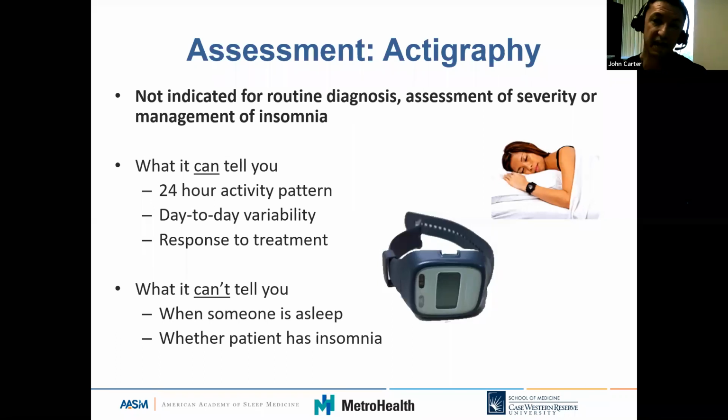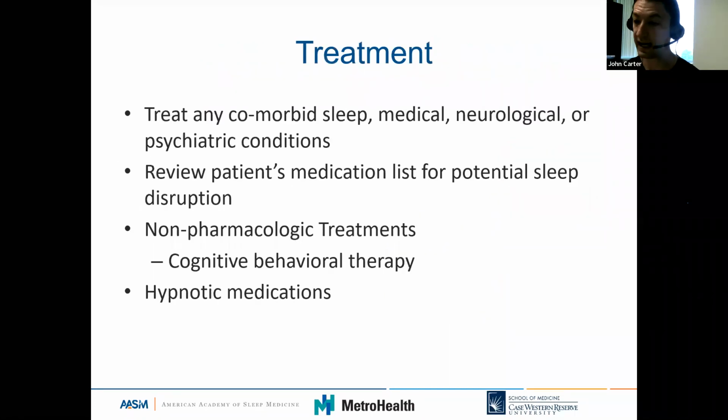Similarly, actigraphy is not indicated for routine diagnosis or management of insomnia. But again, in certain scenarios, if you're suspicious of a circadian component, if you're dealing with a patient who's a bit of a poor historian or they give you a sleep history that's all over the map, maybe a sleep diary is not going to be reliably completed, you can supplement that with actigraphy. Okay.